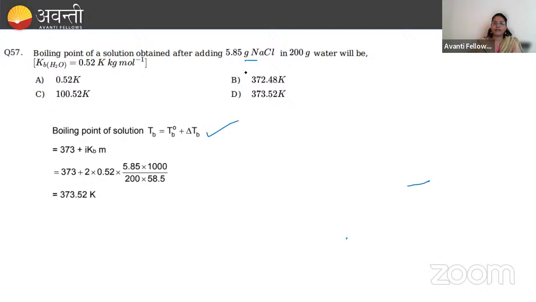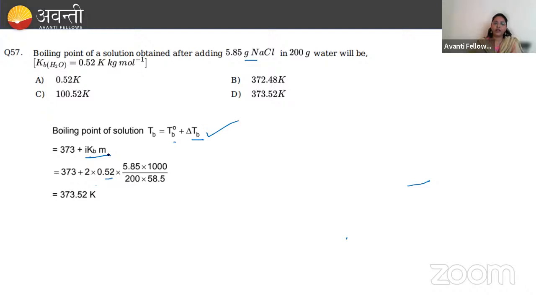NaCl is given in 200 gram of water. Kb is given, right? So I can write this equation in terms of this: Tb0 plus delta Tb. And delta Tb is nothing but what? i Kb m. The value of i is 2. Okay? The value of i is 2. Kb value is 0.52. And m is what?